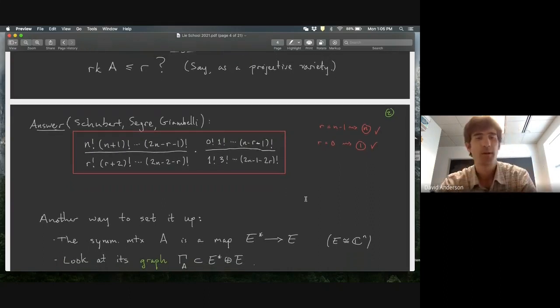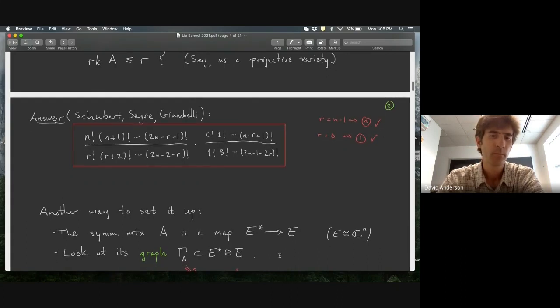So here's another way you could set up this problem. You think of a symmetric matrix canonically as a linear map from a dual space to a space, where E is now just some n-dimensional vector space. So the canonical thing is to think of it mapping from the dual space to a vector space, and the dual is in there to remind you of that. Any n by n matrix would give you such a map.